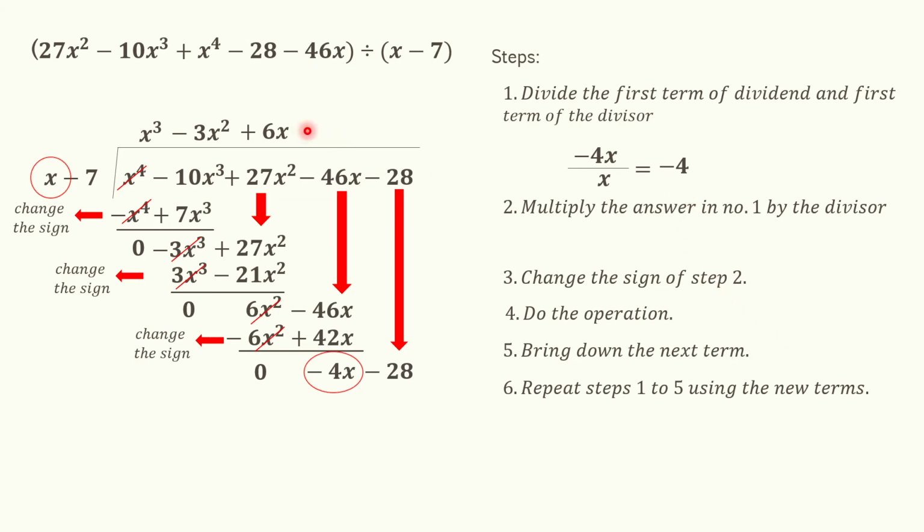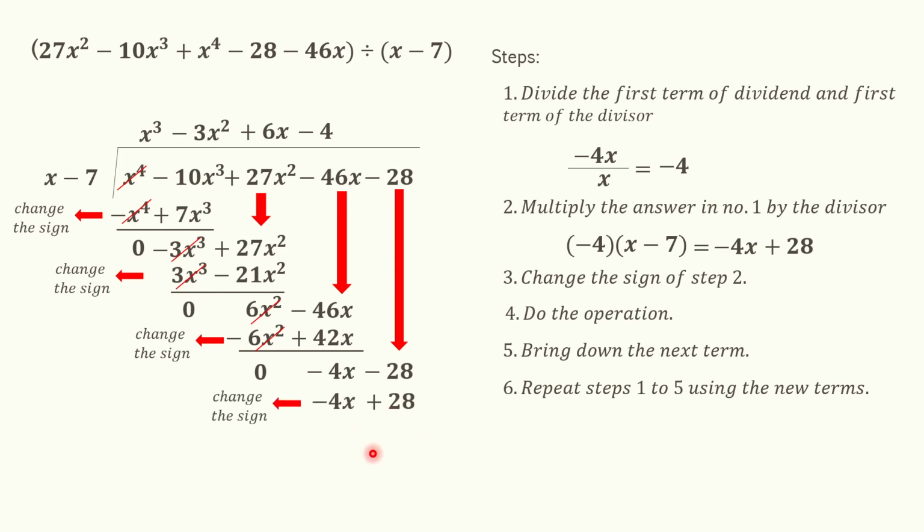So again, lagay natin si negative 4 dyan, then multiply negative 4 sa divisor, sa step number 2. So that is x minus 7. Distribute. Okay, that is equal to negative 4x. Distribute, that is positive 28. Okay, so next step is, ilalagay na naman natin to dito. And third step tayo, we have to change the sign. Okay, negative, maging positive, ito maging negative. Look. Okay, then do the operation, add.